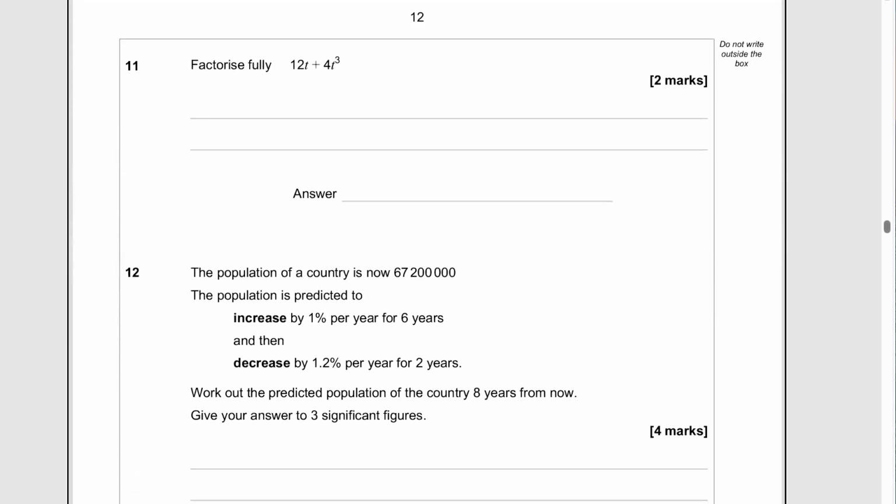Question 11, factorize fully. We can take out our number part first of all. We can take 4 out as a common factor, and they've also both got a t in common, so we can take 4t out as our common factor. What do we need to multiply 4t by to get 12t? That would be 3. And what do we need to multiply 4t by to get 4t cubed? That would be 4t squared. And then we've got a plus in the center.